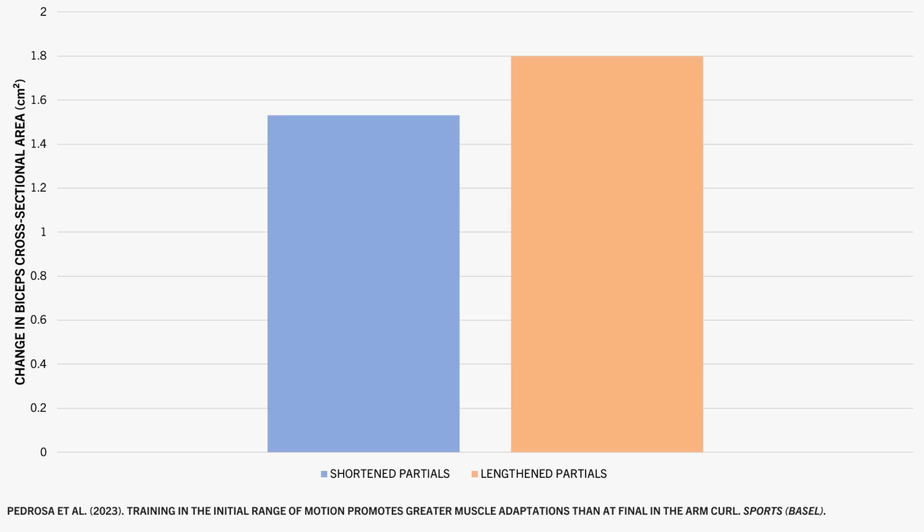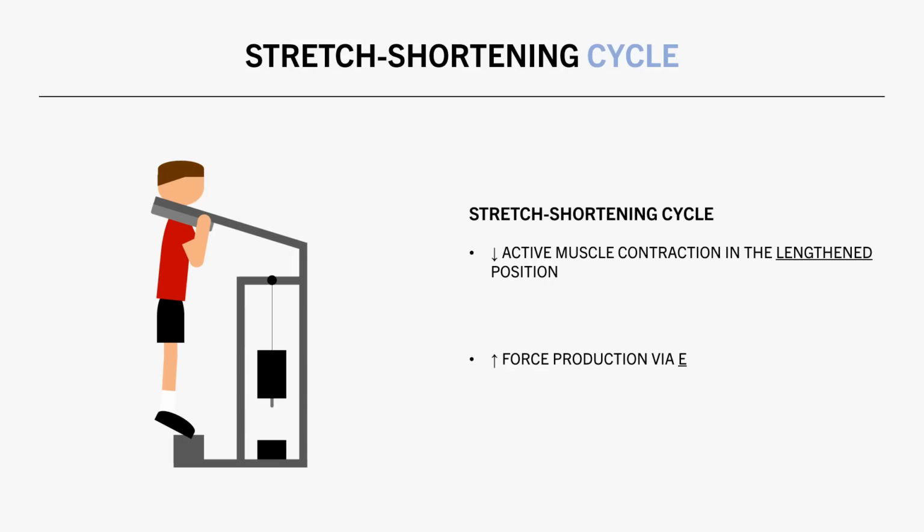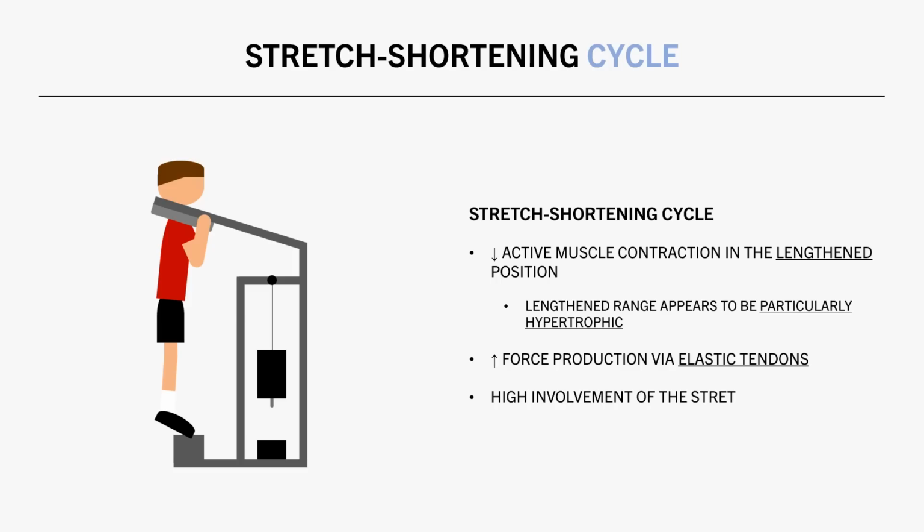So when we utilize the stretch shortening cycle, we are likely reducing active muscle contraction in the most lengthened position. This is because we are relying more on the elastic recoil from the tendons to produce force during this portion of the lift, which is usually where the muscle is in its most lengthened position. And as we mentioned, muscle contraction in the lengthened range seems to be particularly beneficial for hypertrophy training. This provides more rationale to minimize involvement of the stretch shortening cycle if the goal is to maximize muscle growth.